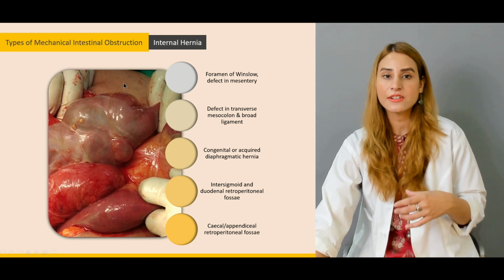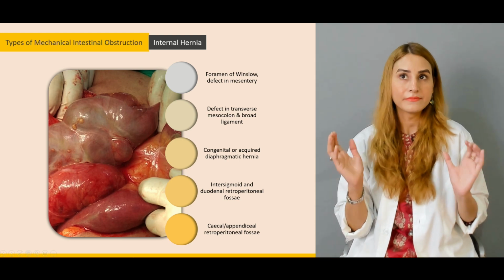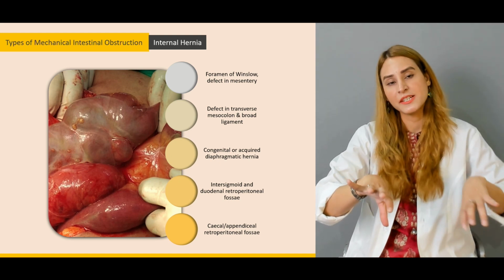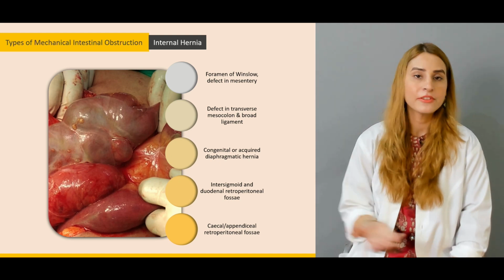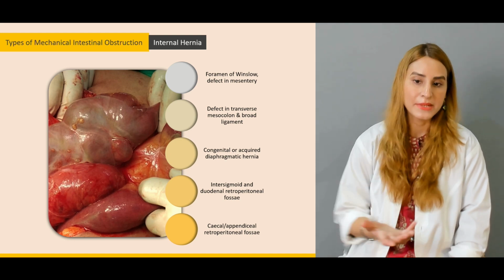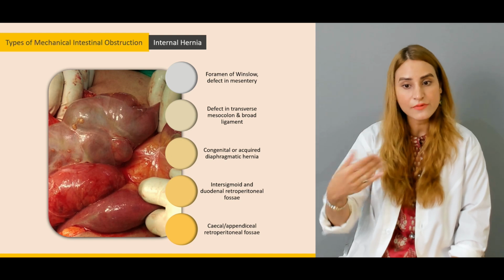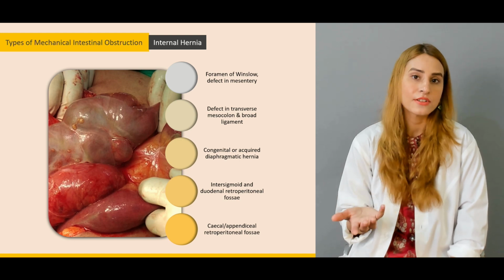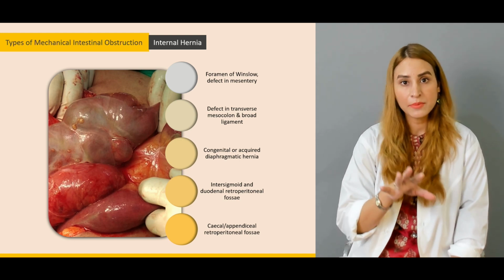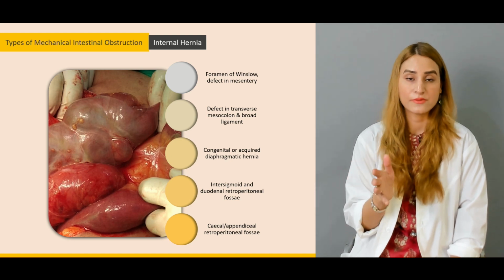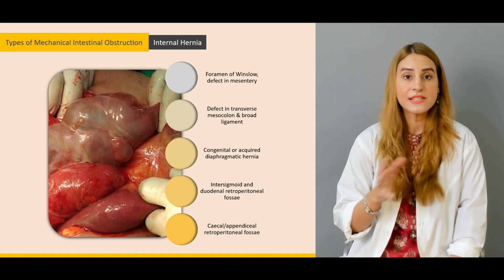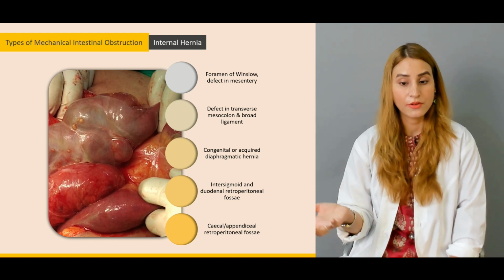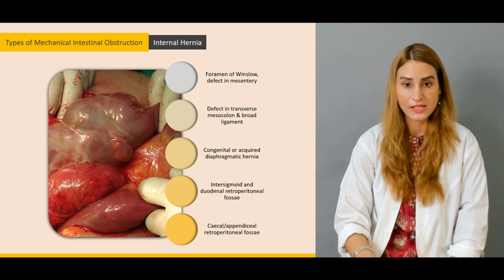because these internal hernias are not actually involving the abdominal wall, but are coming from the spaces within the peritoneum, like the foramen of Winslow. There can be a defect in the mesentery, a defect in the transverse mesocolon, a defect in the broad ligament, some congenital or acquired diaphragmatic hernias, and there are a lot of retroperitoneal fossas located inside the peritoneum. So these internal hernias can be coming out from the retroperitoneal fossa, or from the cecal or appendiceal retroperitoneal fossas.